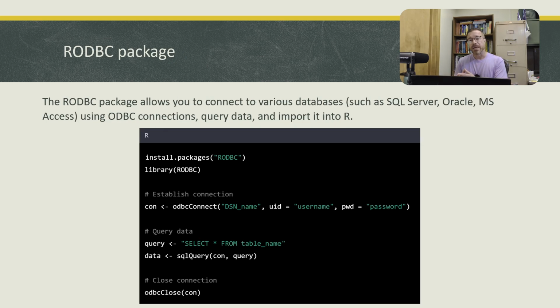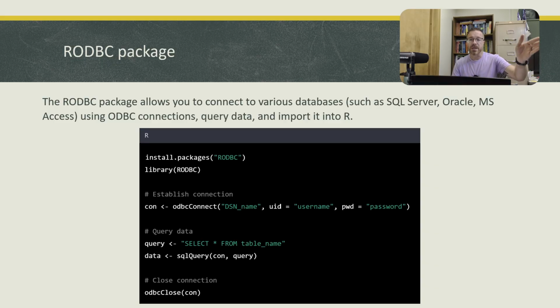If you want to connect to other SQL databases, not just MySQL, you can use the RODBC package. So this package allows you to connect to various databases such as SQL Server, Oracle, or MS Access. And then you can query the data just like before, and you can import it into R. So same thing, you're going to have some sort of connection. In this case, you would use odbcConnect. You would then say your DSN name, which is your data source name. You've got your user ID, which you do with UID, and then you've got PWD for the password.